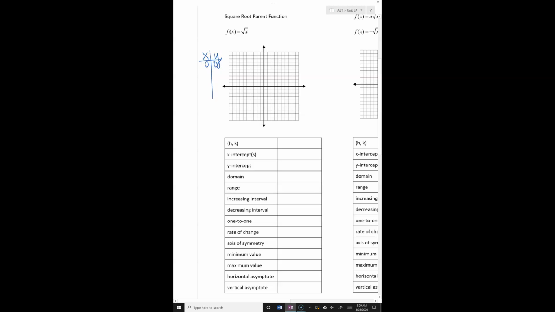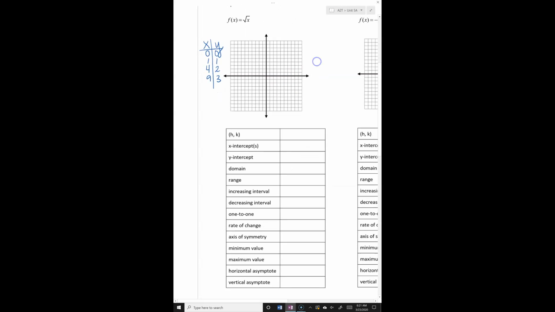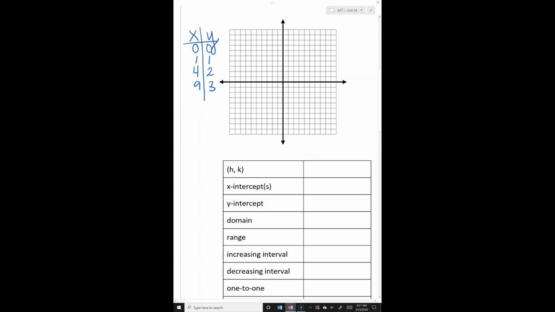What's the next one? Normally we say 2, but don't forget about 1 because you can take the square root of 1. Sorry, not 2, 4. You can take the square root of 4, and you can take the square root of 9. And truthfully, you could go up to 16 and 25 if you wanted to. We'll just use these 4. Okay, so let's graph or plot these points. So 0, 0, 1, 1, 4, 2, 9, 3.